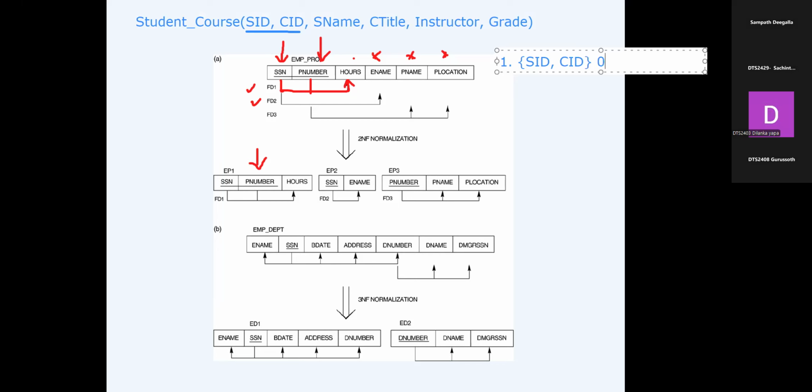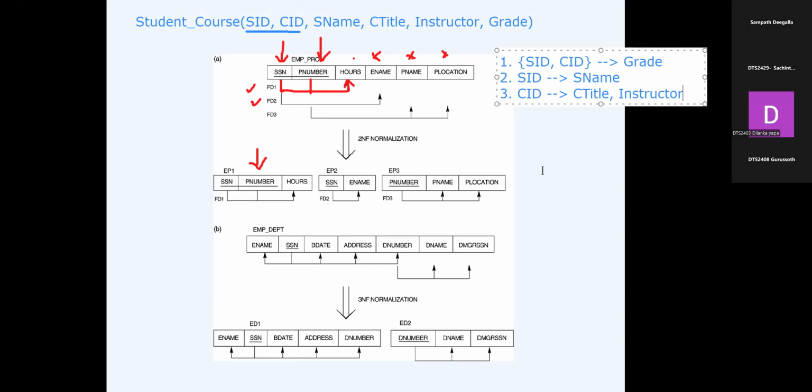Yes, you can functionally determine grade. Second functional dependency: using student ID, you can functionally determine the student name. That is obvious, right? Third one: using course ID, you can functionally determine course title and instructor.